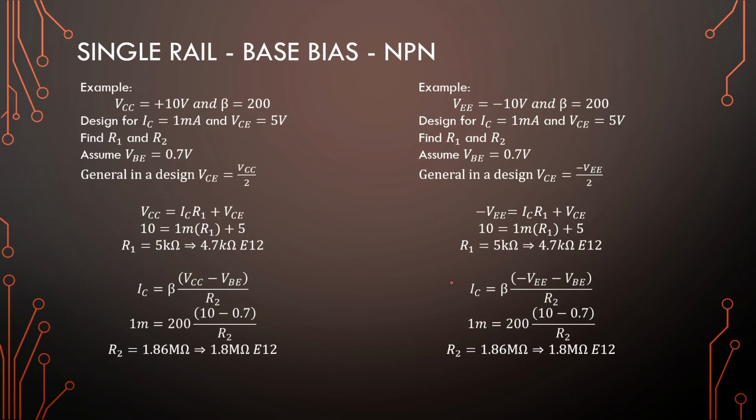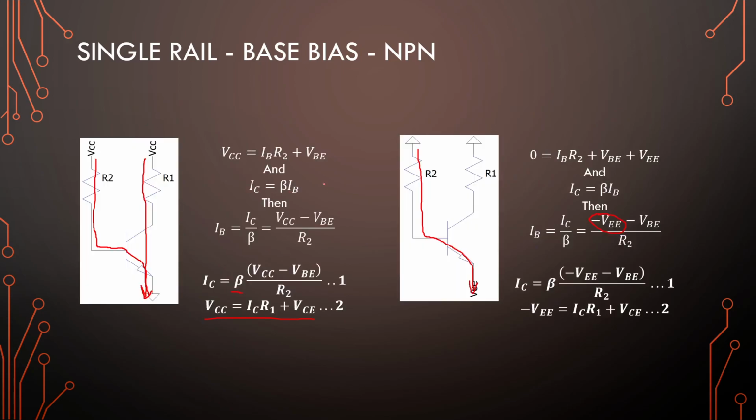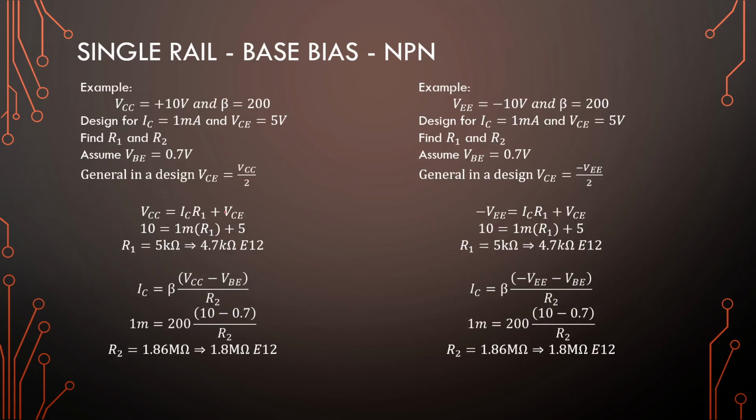Alright, so there are two examples. They will end up with exactly the same results. I'm just going to look at the one. The first one is related to this figure, and the second one is related to this figure right here. So let's say we have a rail voltage of 10 volts. Let's use a beta value of 200. And we are told, or we found, that we need to design for a collector current of 1 milliampere and a VCE voltage of 5 volts.